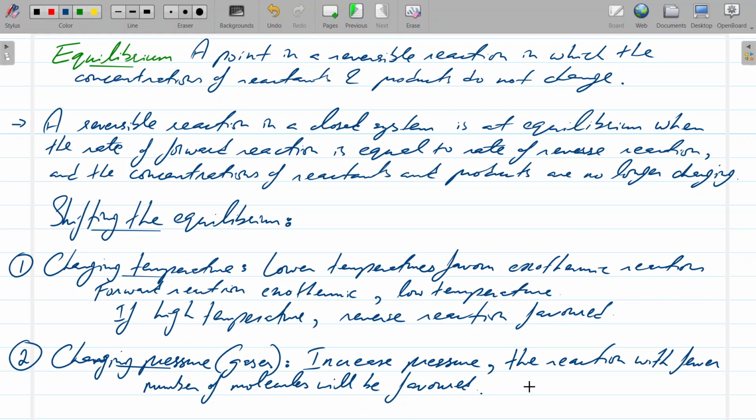right? So for example, if you've got 3 reactants going to make 2 products, you increase the pressure, and so let's make this reversible. The forward reaction will be favored when you're increasing the pressure. Why? Because there are fewer molecules over here on the product side. Then you have changing concentration.